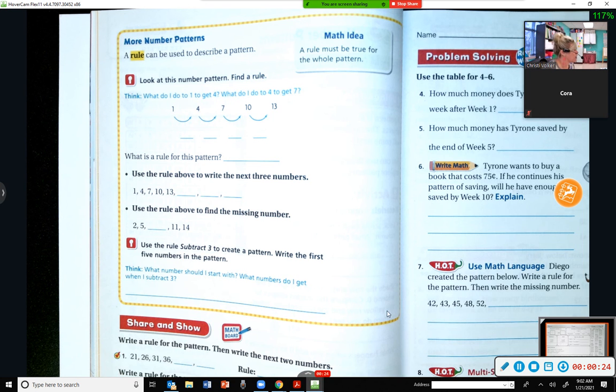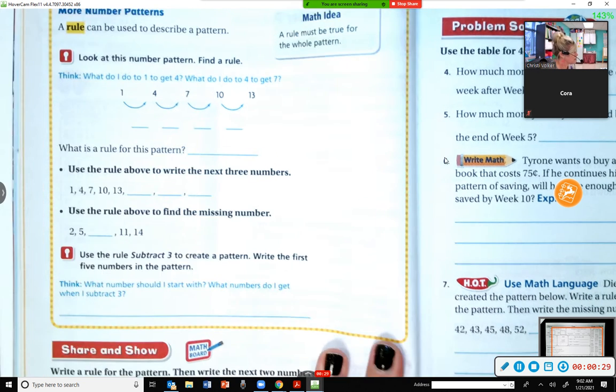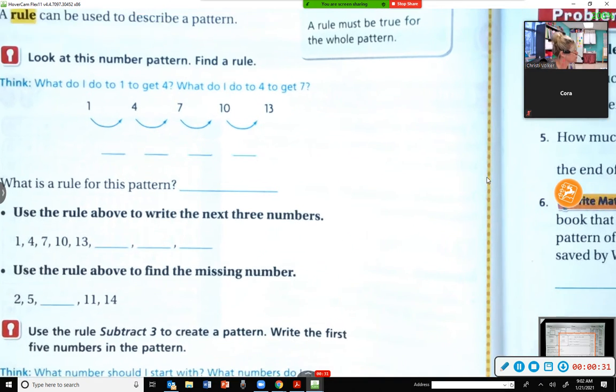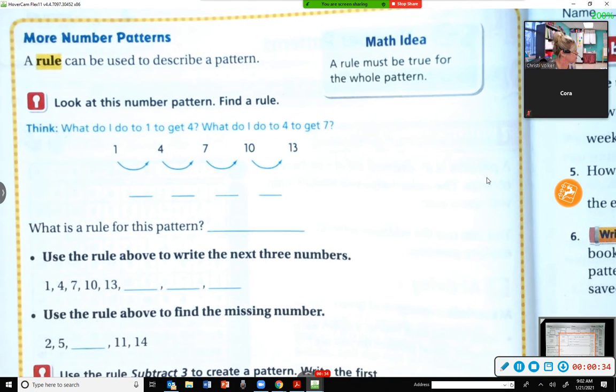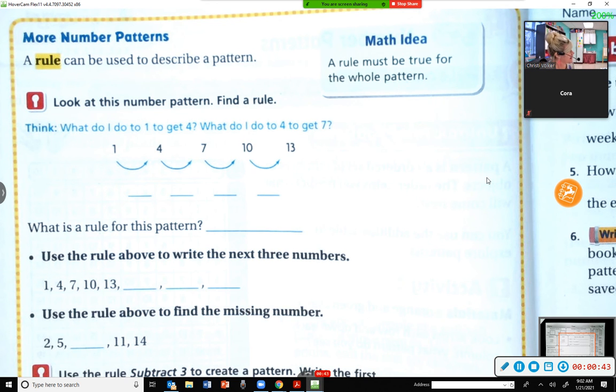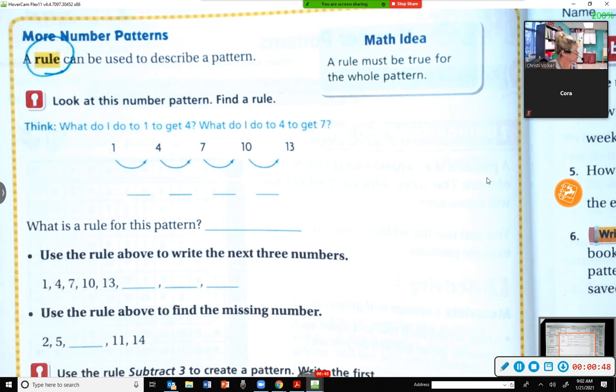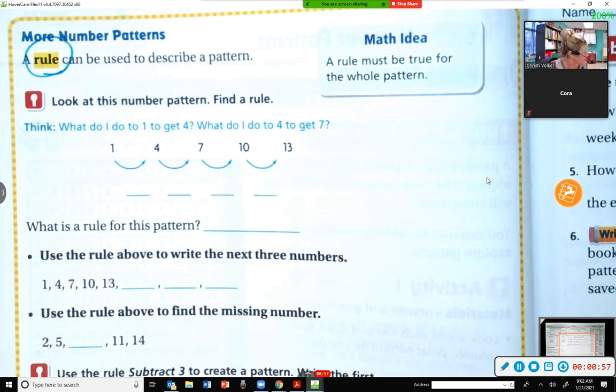Okay, so you're going to hear me say the word rule a lot. When we're doing patterns, you have to find the rule first, okay? So what that means is, what is the pattern doing? Is it skipping by 3s? Is it subtracting 2? Is it multiplying by 5? That is what a rule means, okay? So in math, when you hear me say, what is the rule? You need to say, add 5, subtract 2, multiply by 5. It just depends on whatever the pattern is doing.